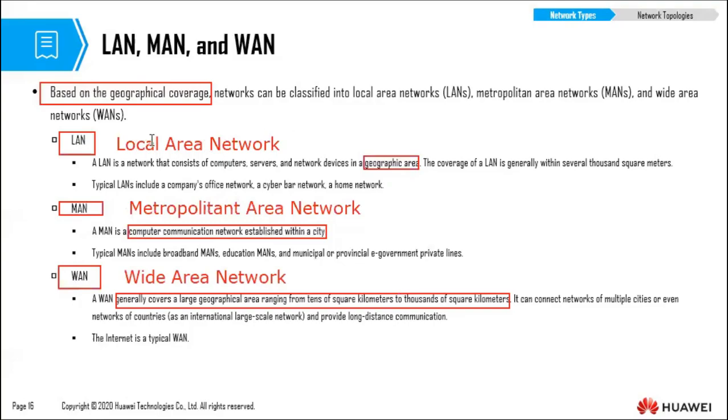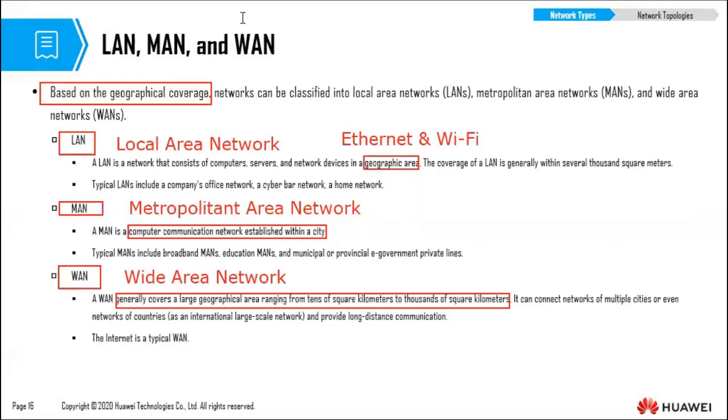Now, other than knowing the coverage area, it is important that you understand the technologies that are used to interconnect them. Are you together? In order to create a local area network, you'll need to interconnect them using Ethernet cables. Are you together? Or we've also talked about Wi-Fi. Is that clear?